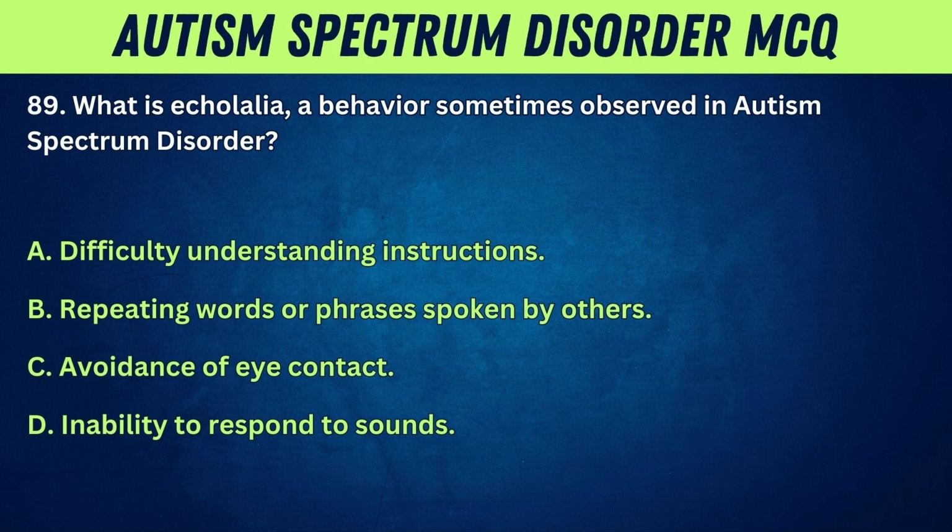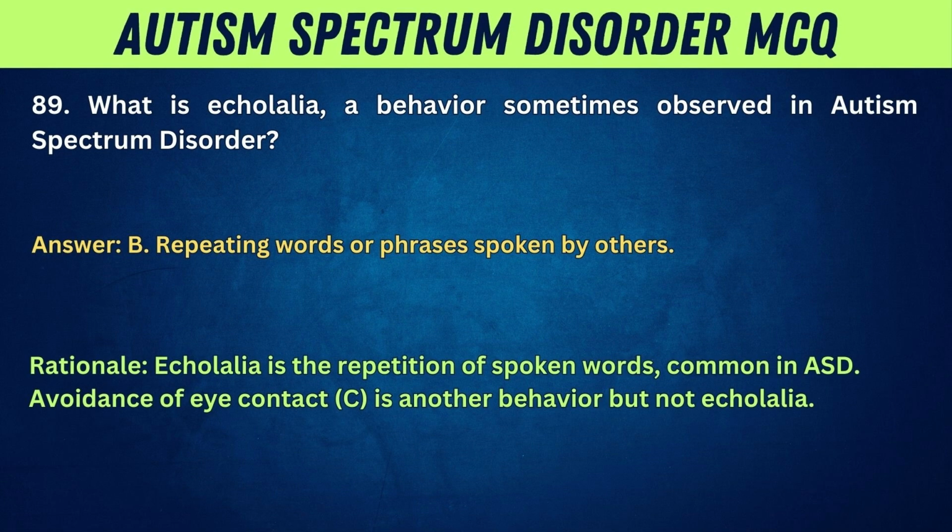89. What is echolalia, a behavior sometimes observed in autism spectrum disorder? A. Difficulty understanding instructions. B. Repeating words or phrases spoken by others. C. Avoidance of eye contact. D. Inability to respond to sounds. Answer. B. Repeating words or phrases spoken by others. Rationale. Echolalia is the repetition of spoken words, common in ASD. Avoidance of eye contact, C, is another behavior, but not echolalia.